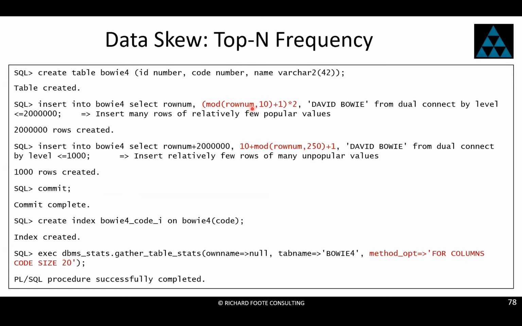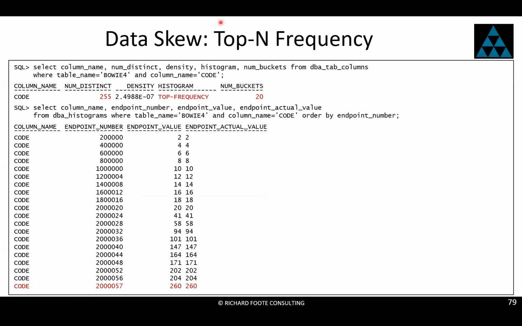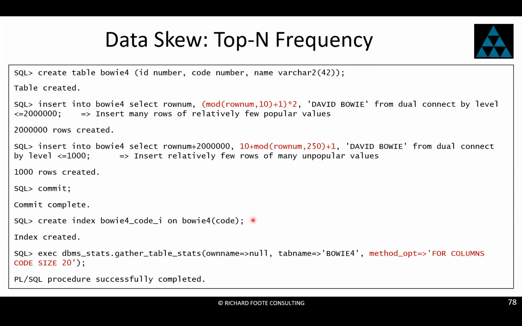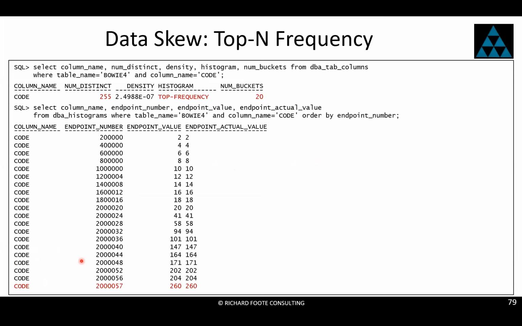I've got 10 values that are very, very popular. And then I'm going to insert a whole bunch more values, 250 of them, which are very unpopular. And I'm going to collect stats by default. So this is a perfect case for a top frequency histogram. Note also, when I've collected my stats, I've said buckets only 20. So I've only got 20 buckets.